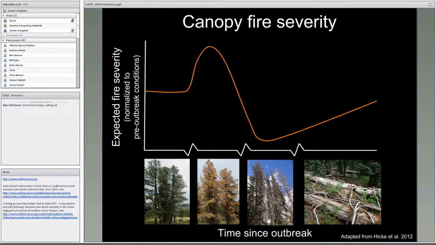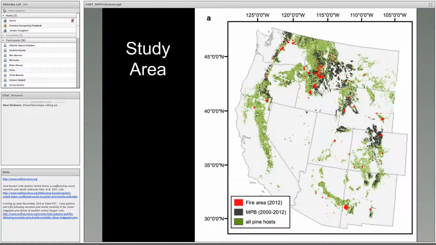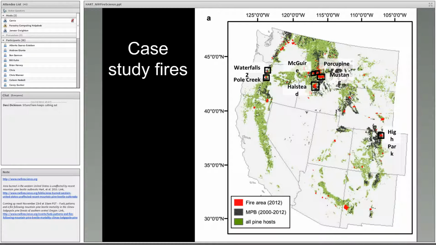Again, to bring things back to the beginning, the expectation is that during this red stage, when we have decreased canopy foliar moisture and changes in the chemical composition of the needles that promote flammability, we might see increased fire severity. So to look at this question, I selected just fires that burned in 2012 that had mountain pine beetle in them prior to that fire year. And I actually ended up selecting just 7 case study fires because the data processing is a little more specific.